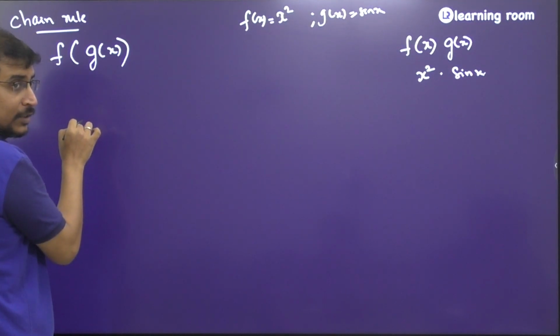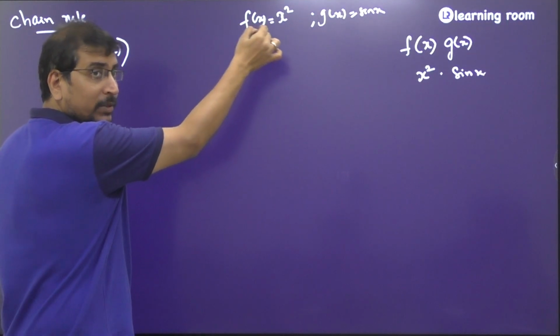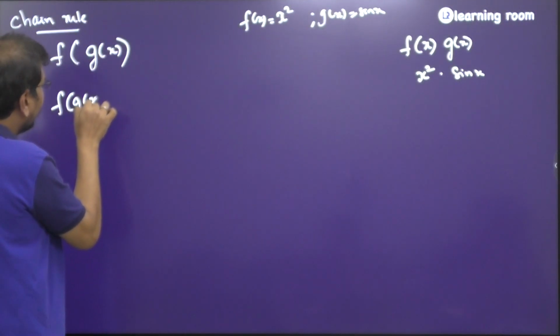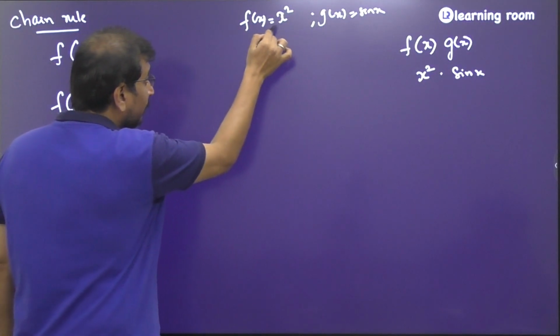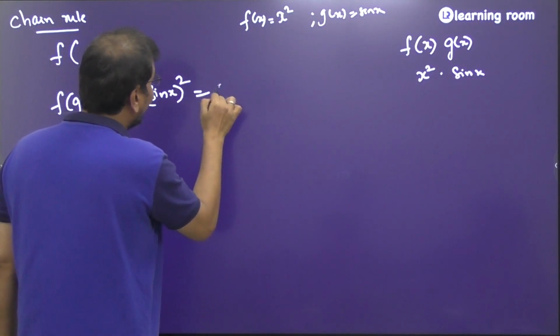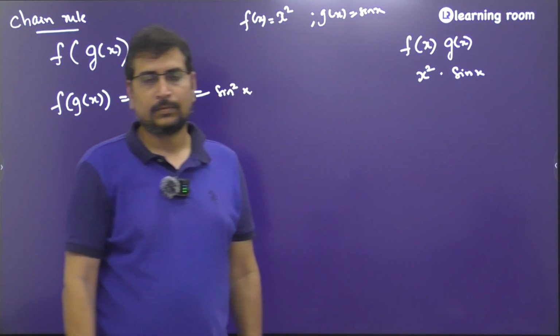Whereas the meaning of this statement, f of g of x, is that wherever x is there in f, I need to replace it with g of x. So f of g of x here means in the place of x, I'll replace it with g of x. So it is sin x the whole square, it is sin square x. Am I clear?